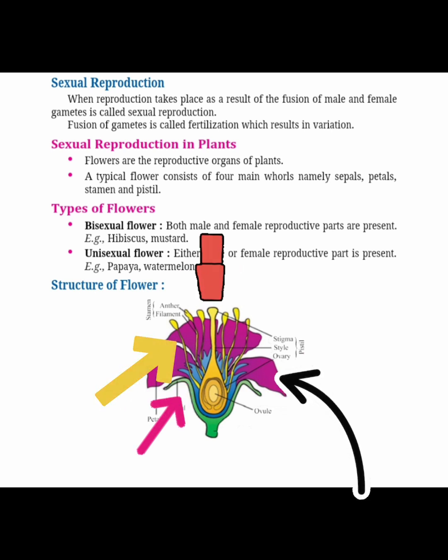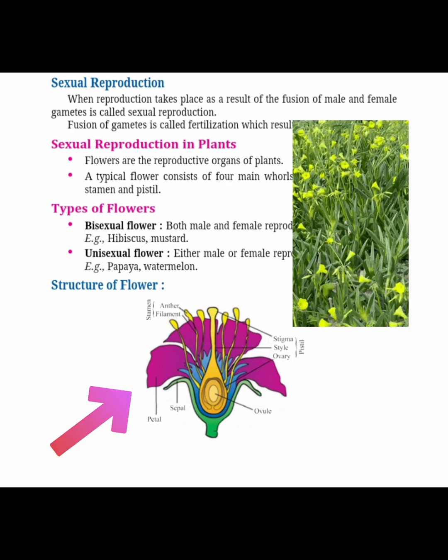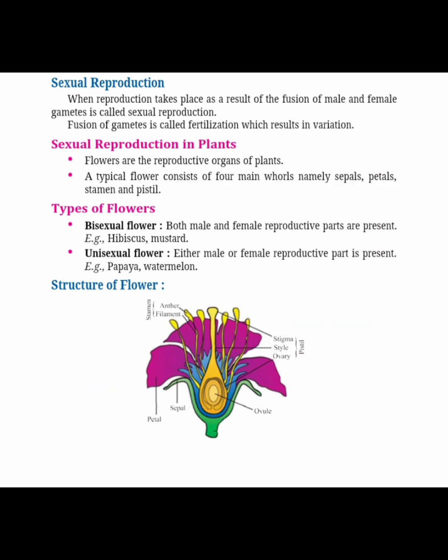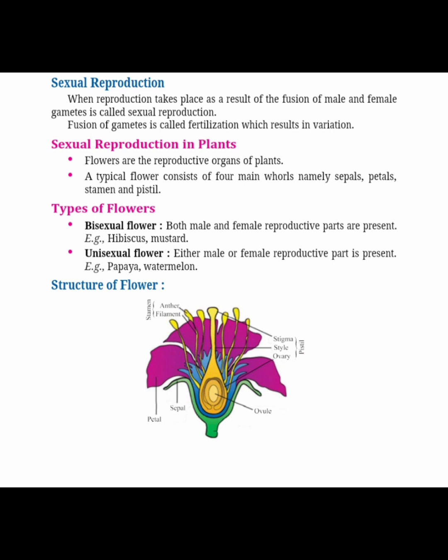Types of flowers. Yes, there are two types of flowers: bisexual flower and unisexual flower. Bisexual flower means both the male and female reproductive parts are present. Examples: hibiscus, mustard. Unisexual flower means either the male or the female reproductive part is present. Examples: papaya, watermelon. So now let us study the structure of a flower.